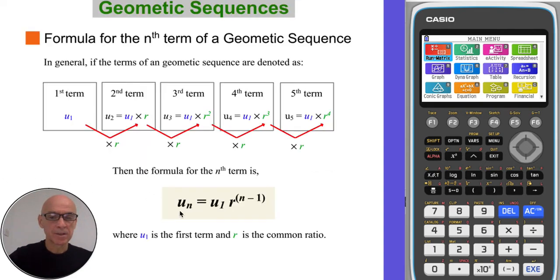The formula states that un is equal to u1 multiplied by r to the power of n minus 1, where u1 is the first term and r is the common ratio. The diagram shown here is to help illustrate that formula.